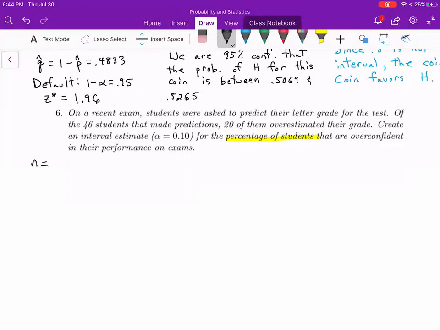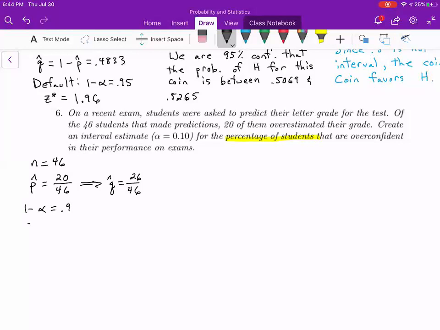She noticed that there are 46 students, so that's your sample size. You could get the proportion of that sample that were overconfident, which was 20 over 46, which means that Q hat is 26 over 46. It's 1 minus P hat. And alpha is given as 0.1, so your confidence level is 1 minus 0.1, or 0.9, 90%.